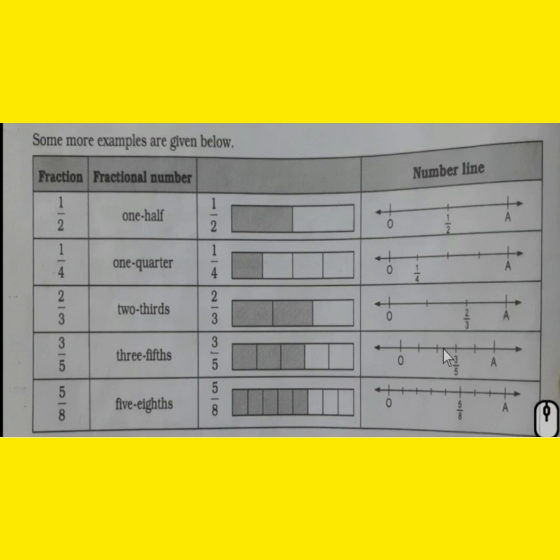Similarly, for 3 upon 5, we represent it on a number line in between O and A, meaning in between 0 and 1. We divide it into 5 equal parts. This is the first part, second part, third part, fourth part, and fifth part. So the third part represents 3 upon 5. Similarly 5 upon 8: in between 0 and 1, we divide it into 8 equal parts. When we make 8 equal parts, how many lines do we draw? 7, because the 8th is 1 itself. So here the fifth part represents 5 upon 8.